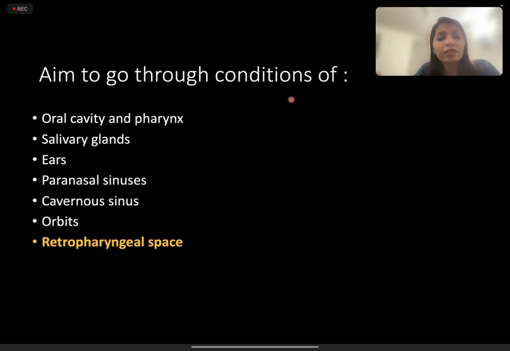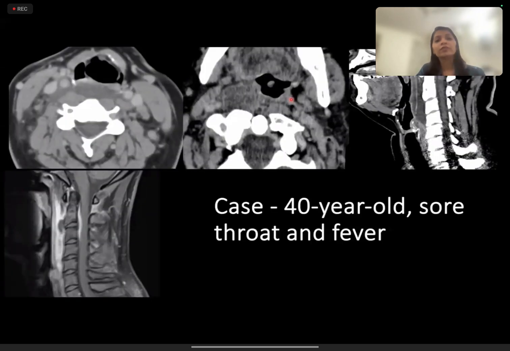So the last space is the retropharyngeal space. We've got a montage of images, CT as well as MRI, in a 40-year-old who presented with sore throat and fever.